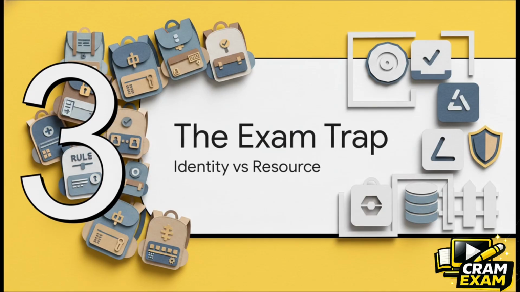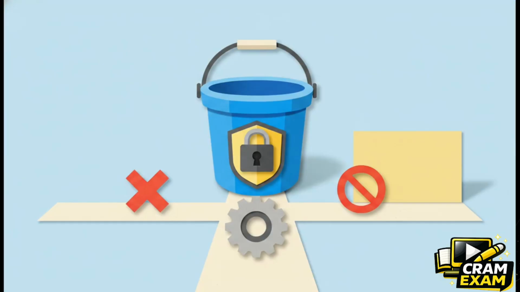Section 3. The exam trap. Identity versus resource policies. Now, pay close attention, because this is where people mess up. A lot of developers only ever think about identity-based policies. That's the backpack of rules your Lambda function carries around with it. But AWS also heavily utilizes resource-based policies. Instead of attaching the rule to the Lambda function, you attach the rules directly to the Amazon S3 bucket itself.